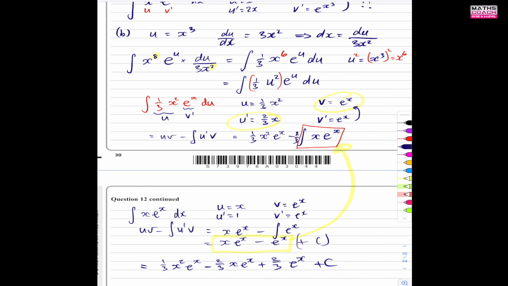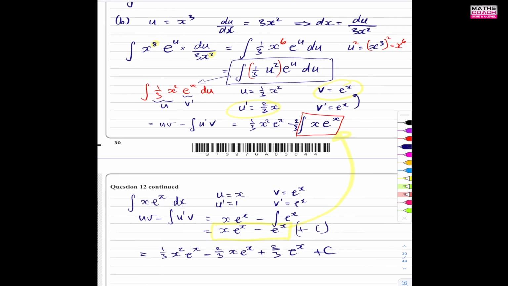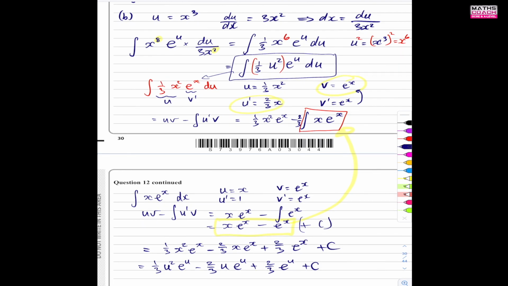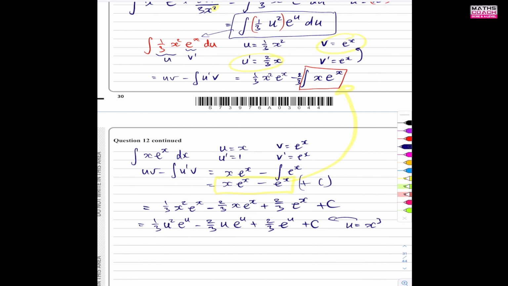Now comes the issue of this one here. The fact that we switched it into an x, we now need to switch it back into a u. So this is basically 1/3 of u squared e to the u minus 2/3 of u e to the u plus 2/3 of e to the u plus c. Now we're going to switch the u, which is x cubed, and put that into there. So we now have 1/3 of u squared, so that's x to the power 6 e to the power of x cubed, minus 2/3 of x to the power 3 e to the power of x cubed, plus 2/3 of e to the power of x cubed plus c.